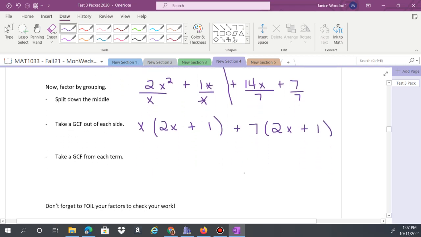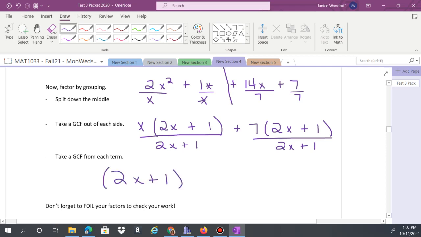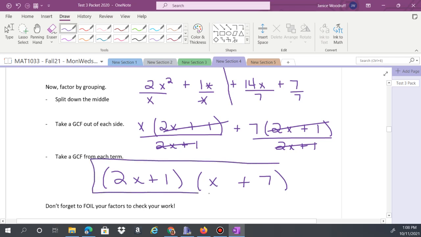And then since we have 2 terms now, we can factor out the GCF of 2x plus 1 from both sides. And we say, okay, we factored out a 2x plus 1. That's our GCF, which means we're left with, on this side, just an x. And then over here, we're left with a plus 7. So our factors, 2x plus 1 times x plus 7.